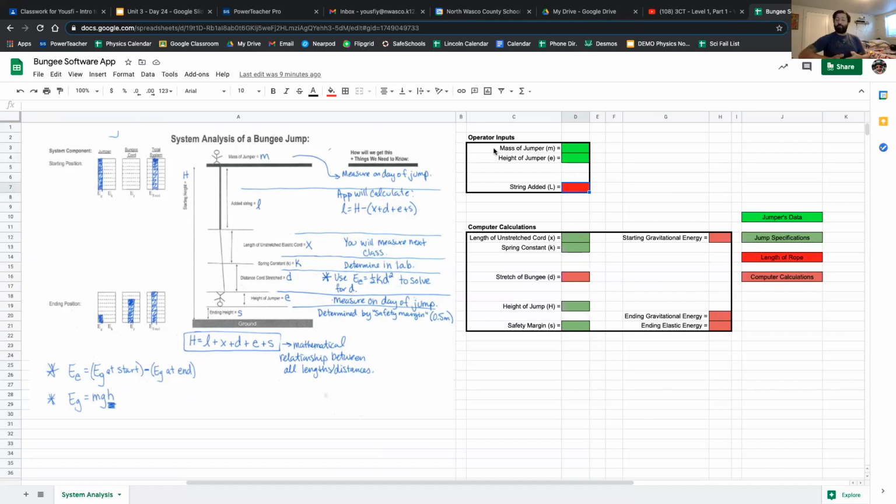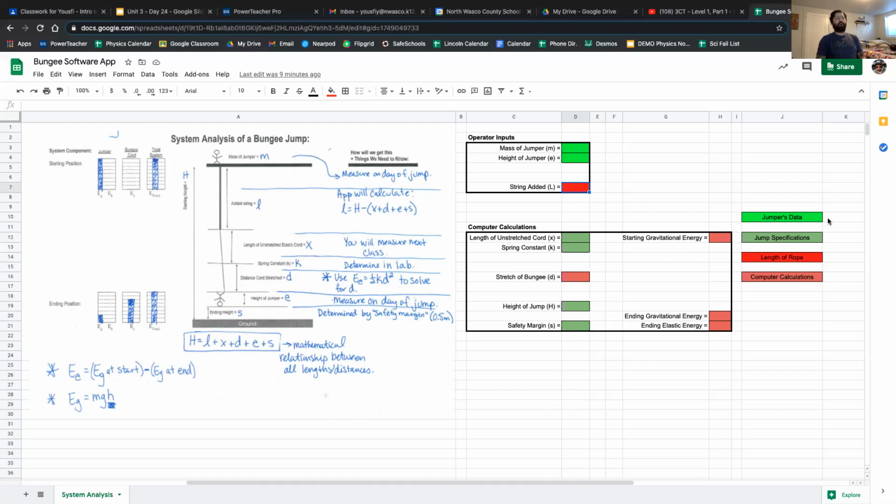So the person that operates the ride, this is all they need to worry about. This section down here is called the computer calculations section. This is the part where the computer is taking information and making some calculations so that it can give you the length of rope needed.